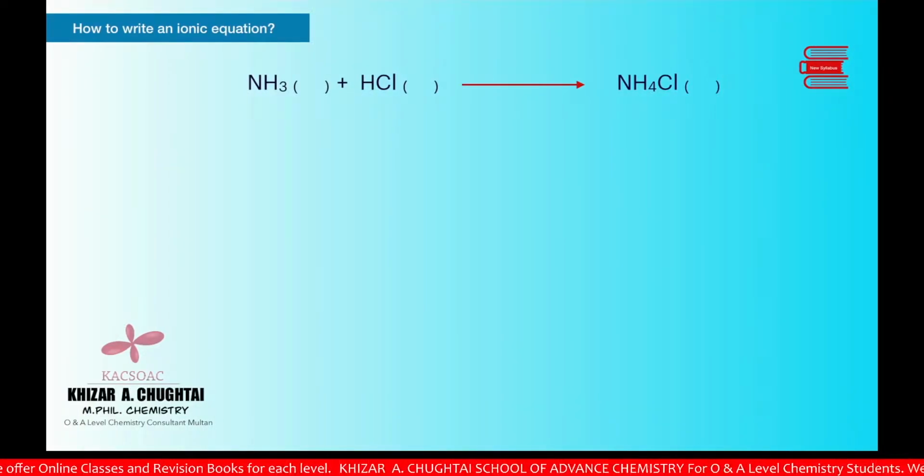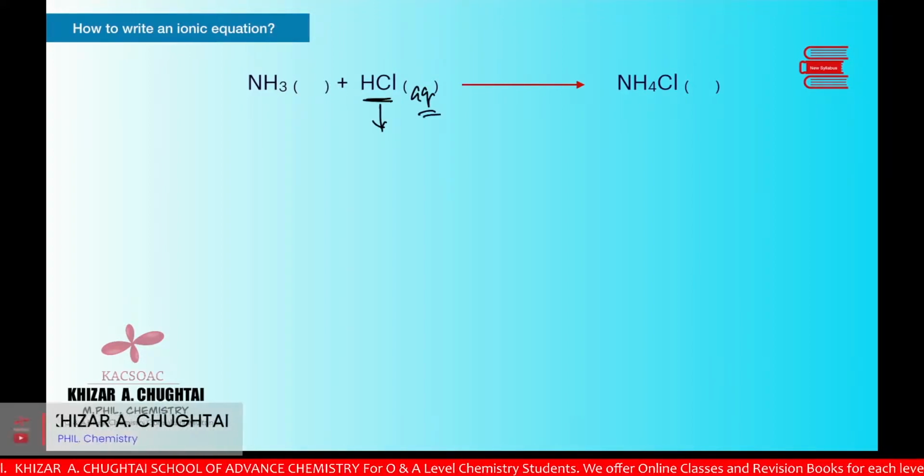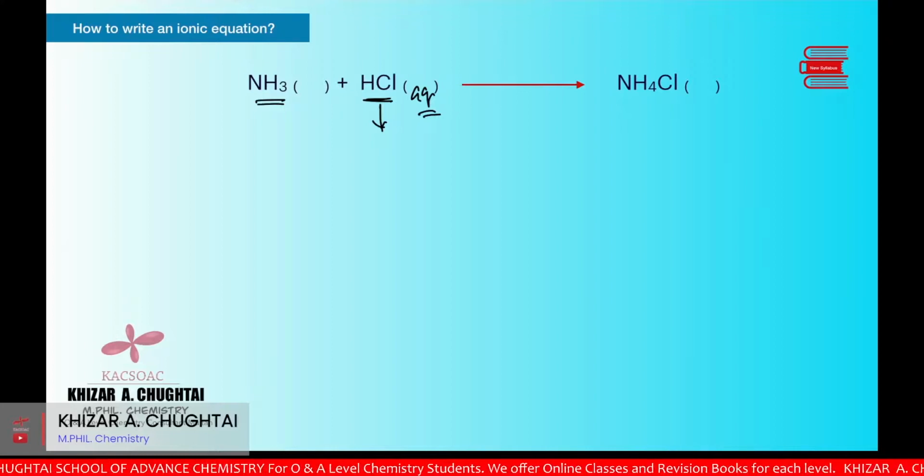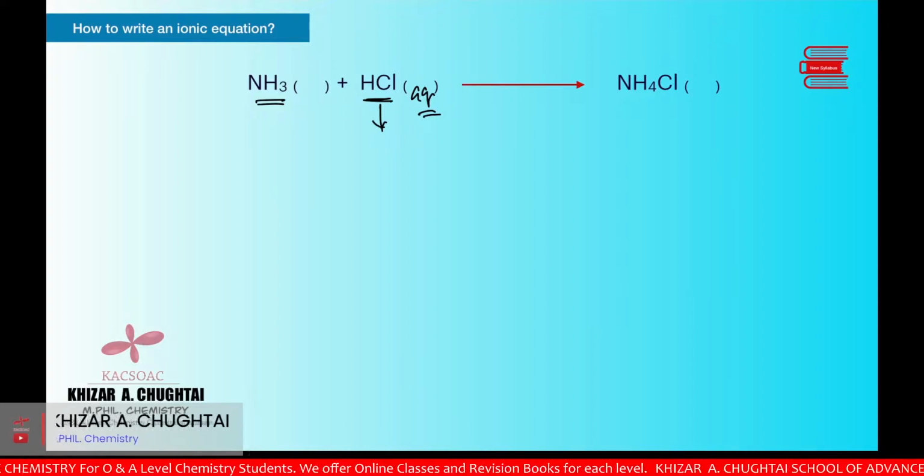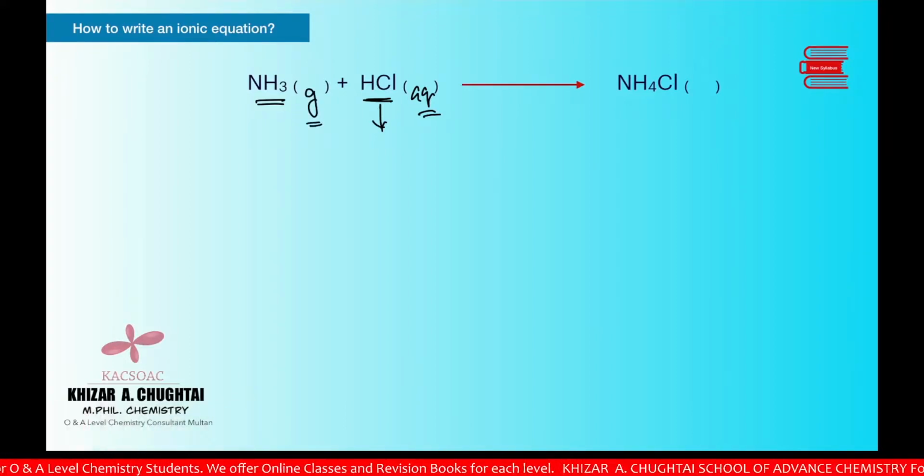NH3, HCl, NH4Cl. Once again, one is the acid. This is water soluble. We can write it aqueous over here. NH3 is least soluble. It's a base and it's a weaker base. I'm putting G, gas, over here. You can write aqueous as well, but at the moment I'm writing gas over here, G. You can see that I'm going to put aqueous over here. Ammonium chloride is water soluble. So the soluble compound can be changed into ions.